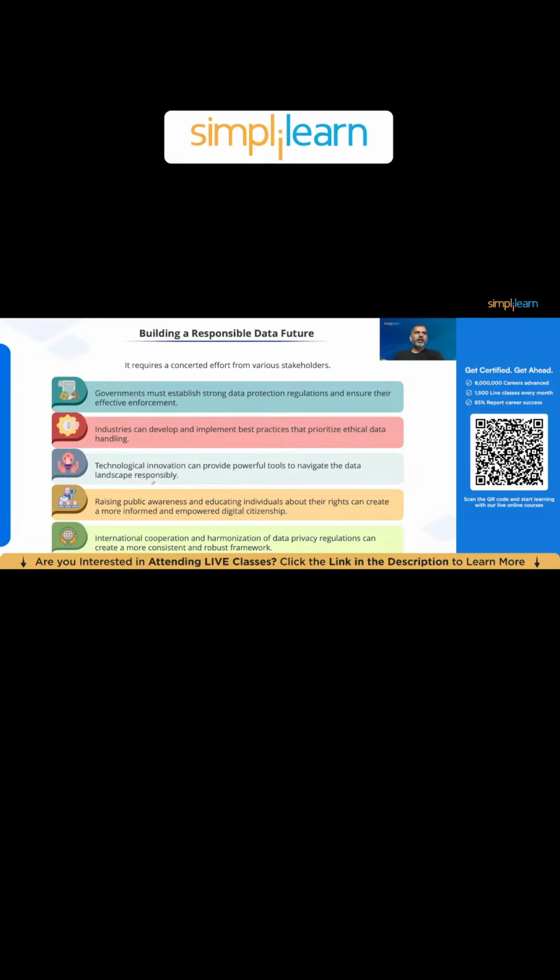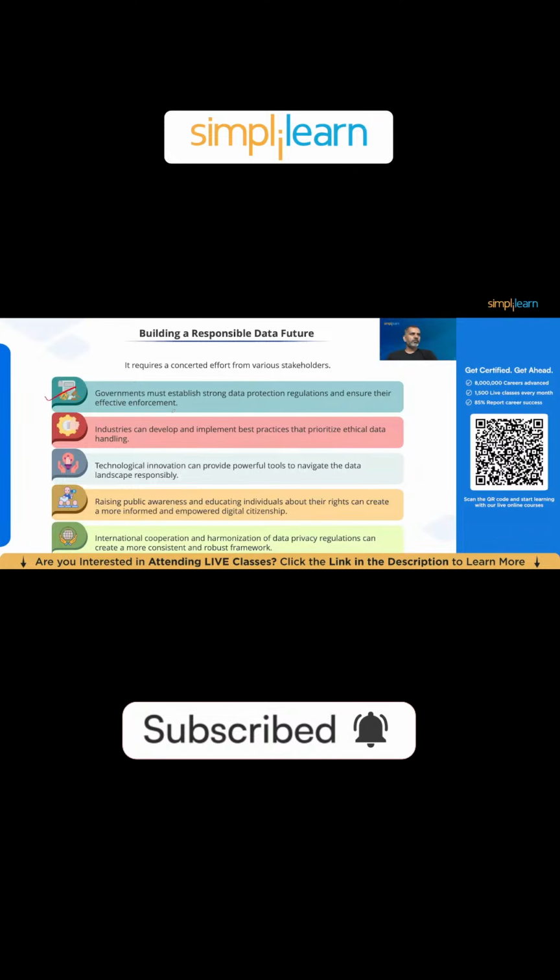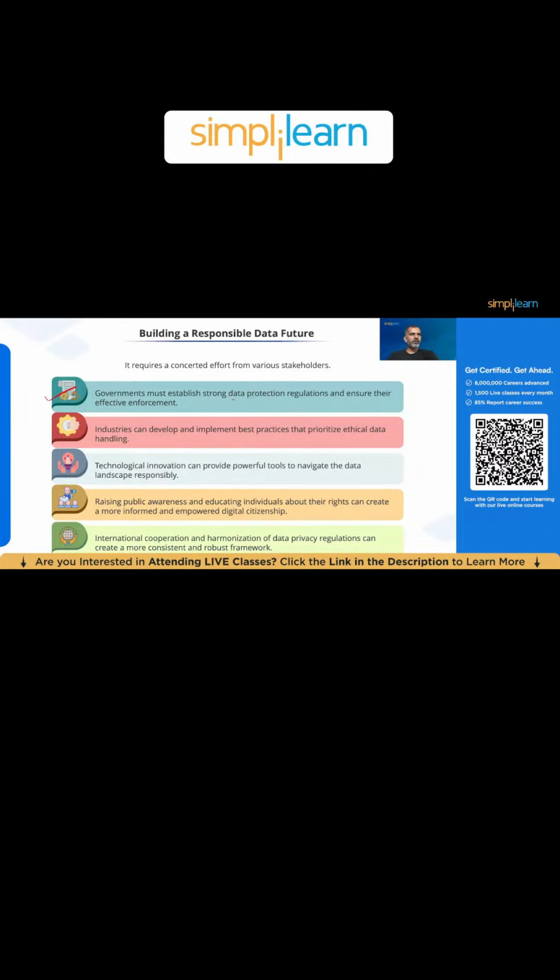And then finally, building a responsible data future. This requires a concerted effort from various stakeholders, if we are really serious about it. We need governments to establish strong data protection regulations to ensure effective enforcement. We need industries to develop and implement best practices that prioritize ethical data handling. We need technology innovation that can provide powerful tools to navigate the data landscape responsibly. We need public awareness, educating individuals about their rights, which can create a more informed and empowered digital citizenship.